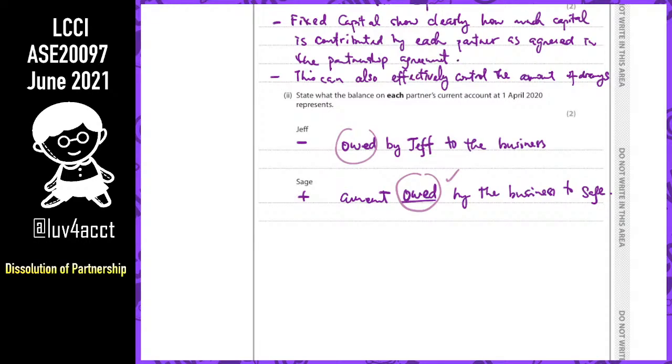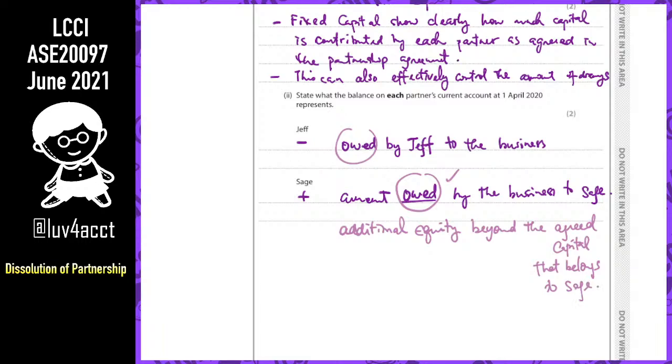So if I have a choice, then I would say this is an additional capital or equity, beyond the agreed capital, that belongs to Sage, or that Sage has the right to withdraw. That feels better. But then it is okay for both.